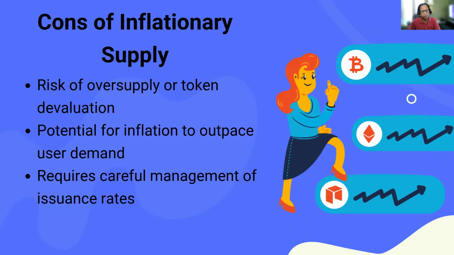So the cons of inflationary supply: the risk of oversupply or token devaluation. See, basically, as I explained earlier, if you keep on increasing the token, yes, you can attract new people coming into the network. But the downside is that the value may go down, since the more and more tokens there are, the value of each token will go down. So you need to make sure that you are balancing your network so that the value goes up, and also the total number of tokens goes up, and you are attracting more customers coming into your token system.